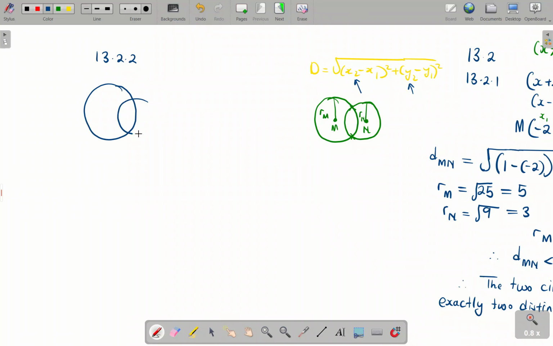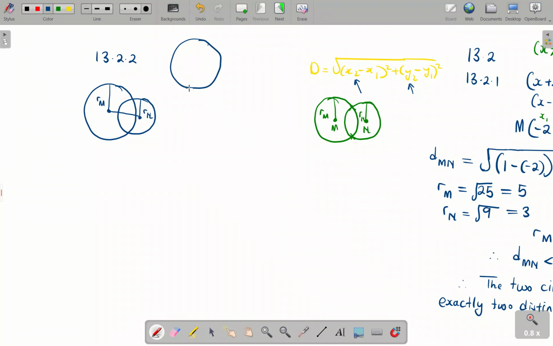So this is what we have. This is the radii, Rm, Rn, and this is the distance between what? Their centers. So now, remember a chord, this is what?